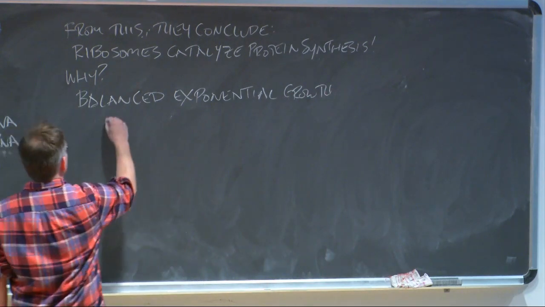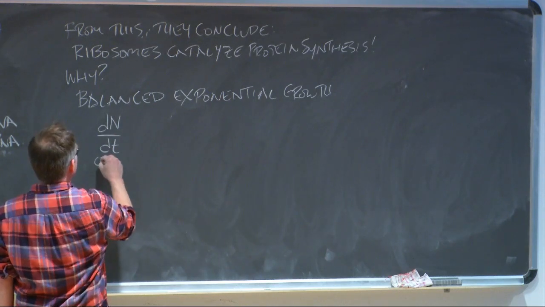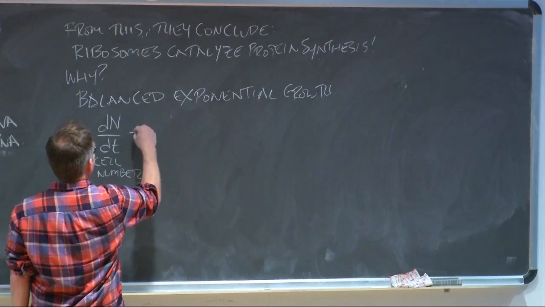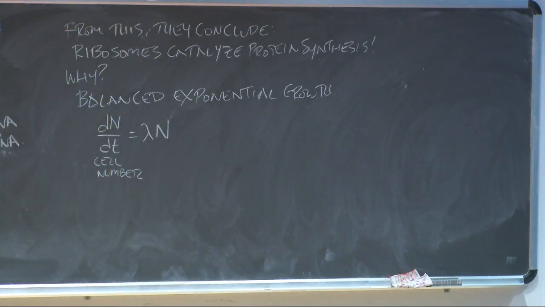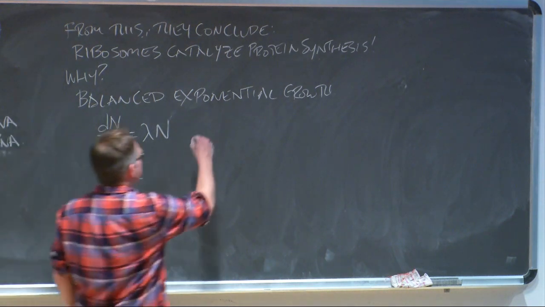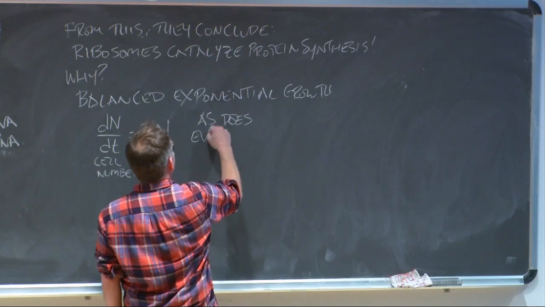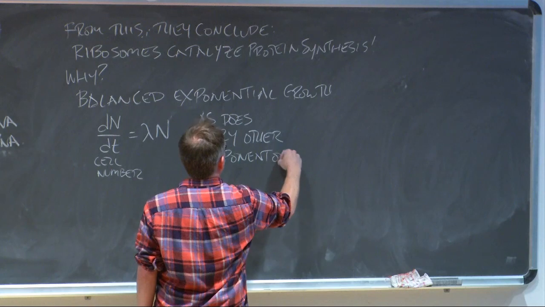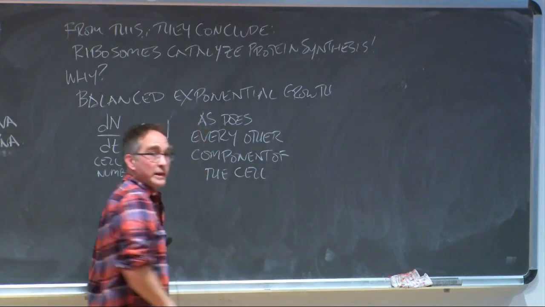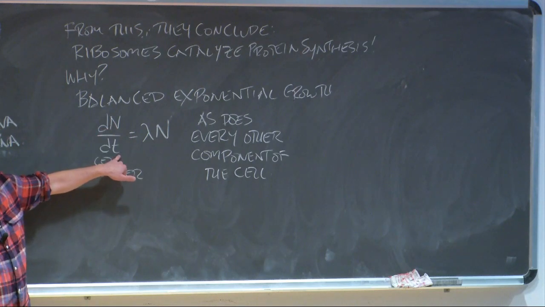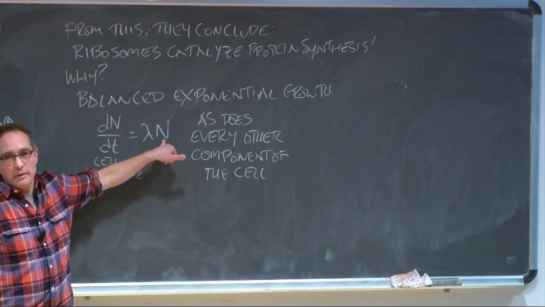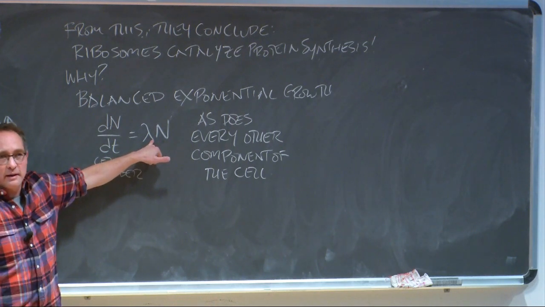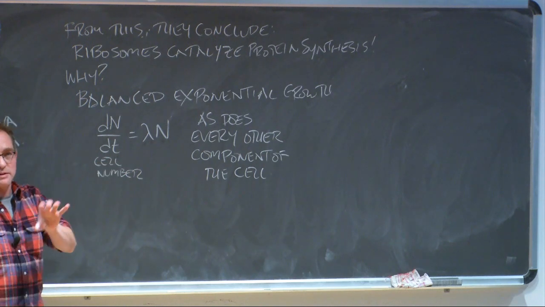And so that means that the cell numbers increase exponentially. That's no surprise. But everything inside the cell also increases at the same exponential rate, as does every other component of the cell. Right? The DNA, if you did DNA, the rate of increase of DNA would be linearly proportional to the content of DNA, and that proportionality would be the exponential growth rate. For everything, balanced growth imposes huge constraints.